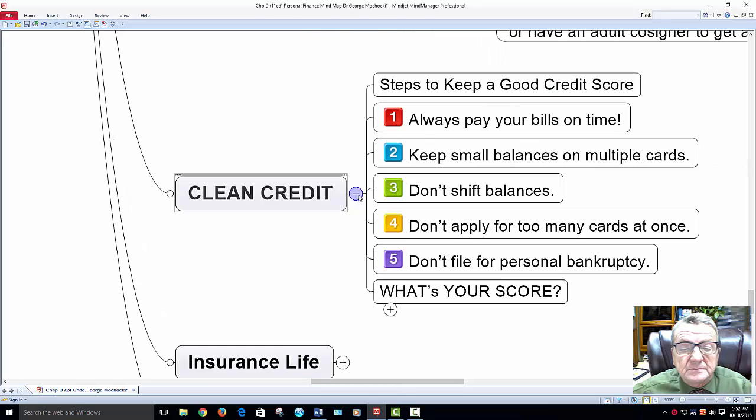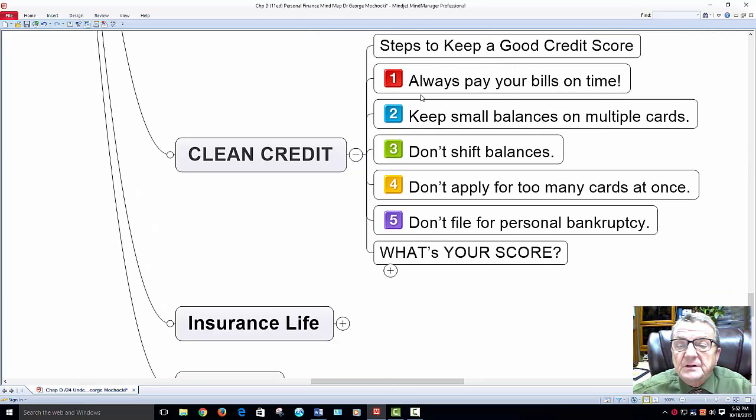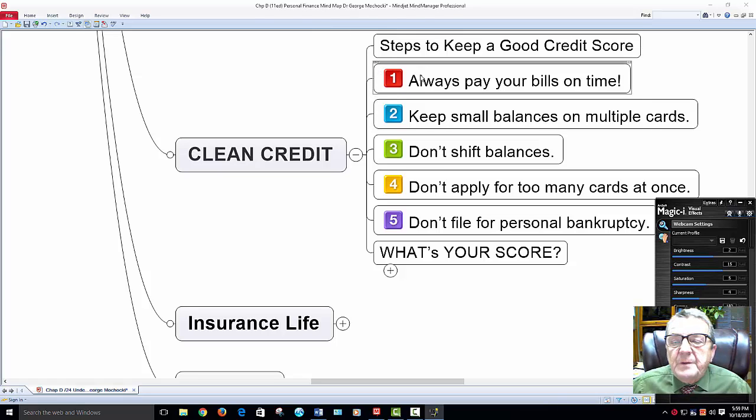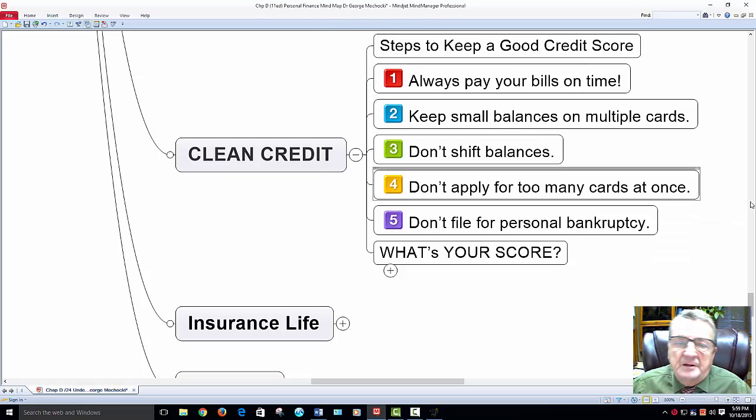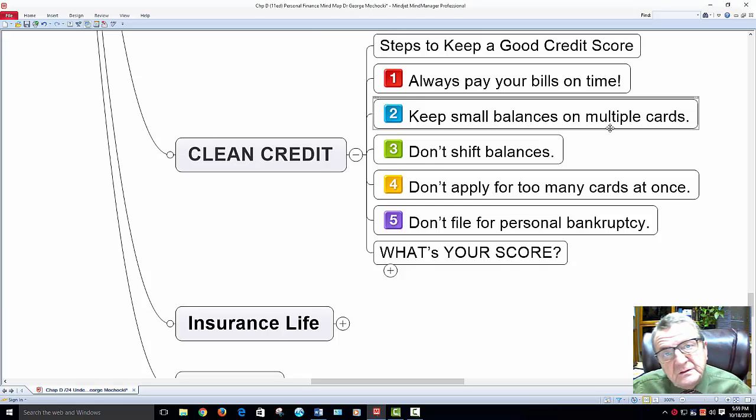So let's see what else we've got. We've got clean credit. How do you do that? Steps to keep a good credit score: always pay your bills on time, and that makes sense. Keep small balances on multiple cards, so it looks like you know how to use different cards for different events or different promotional activities, which hopefully reduces your interest rates.